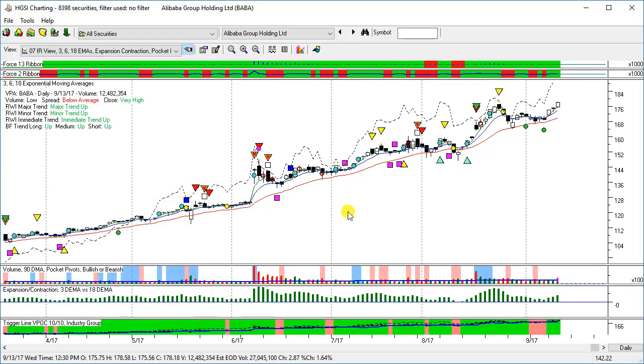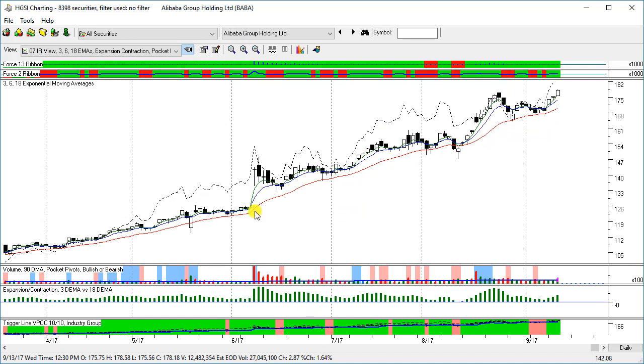So I'm just going to get rid of those so we can concentrate on some of these other indicators that are available in HGSI. Now this is a chart that contains indicators that I use all the time. The force indexes, which are actually something that Dr. Alexander Elder came up with, but we use it differently in HGSI. It's today's price times today's volume minus yesterday's price. And then this is smoothed with a 2-day exponential moving average, and the 13 is smoothed with a 13-day exponential moving average. And that helps keep traders in a trade.